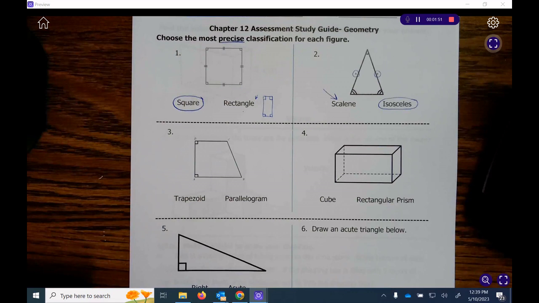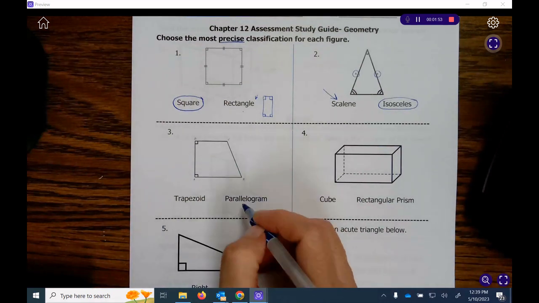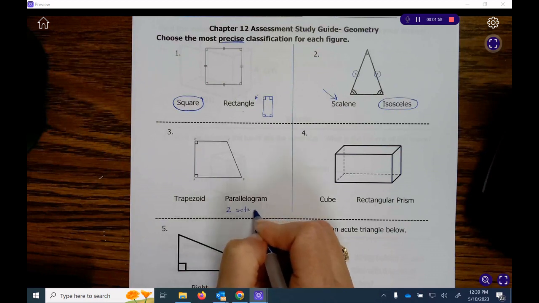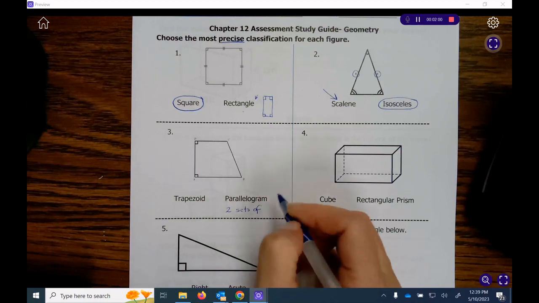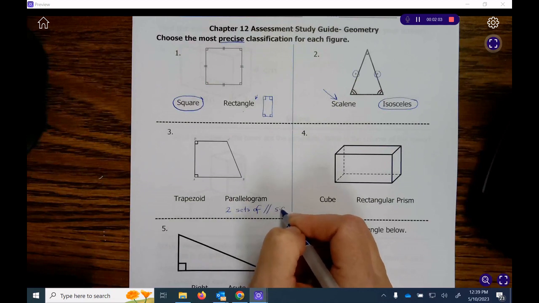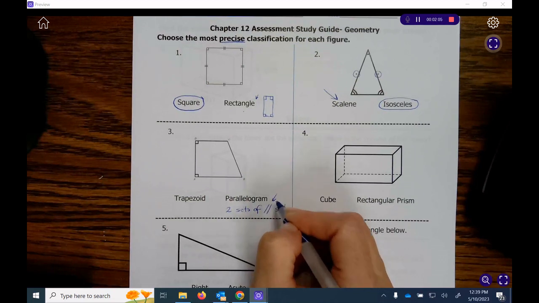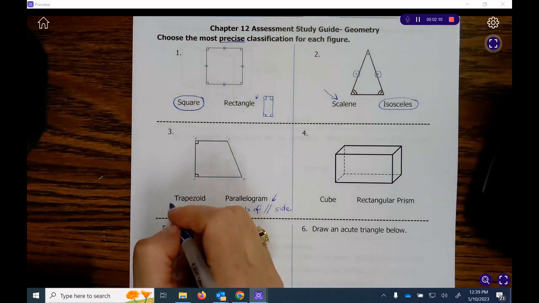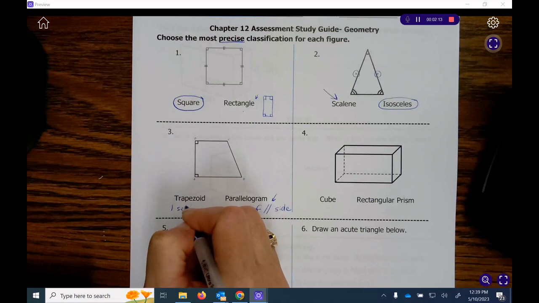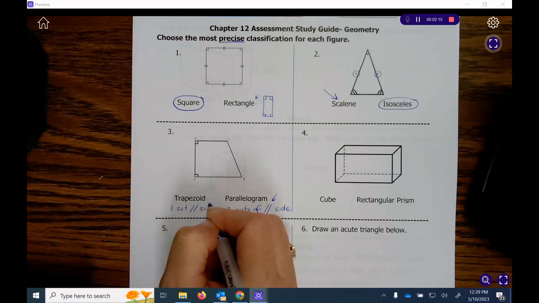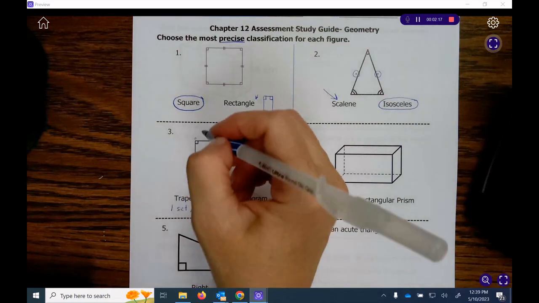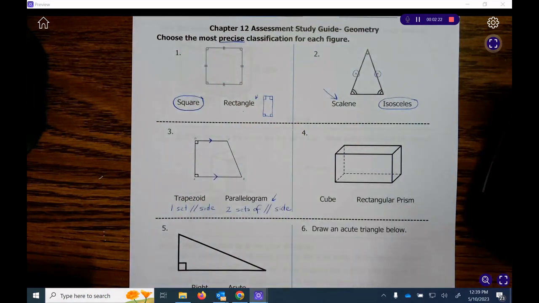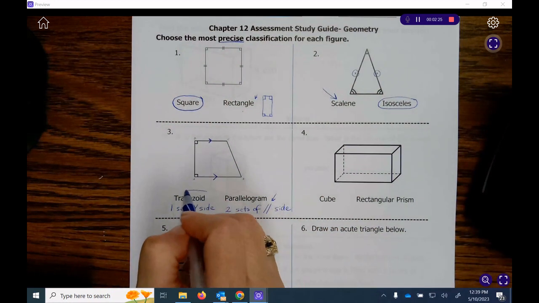Next, question number 3. A parallelogram has 2 sets of parallel sides. Now this is the symbol for parallel, 2 slanted lines. A trapezoid only has 1 set of parallel sides. In this case, my top base and my bottom base are parallel. So this would be a trapezoid.